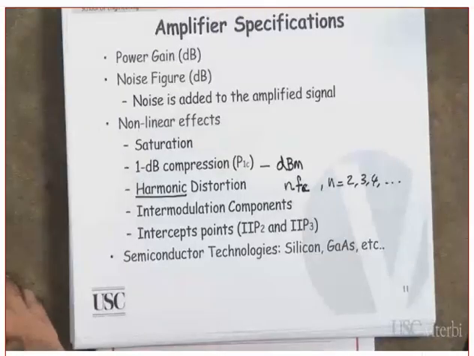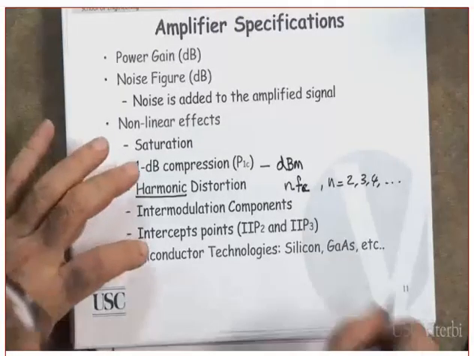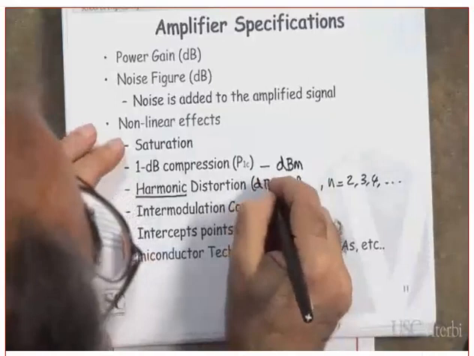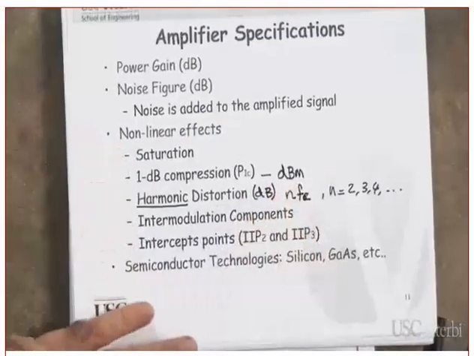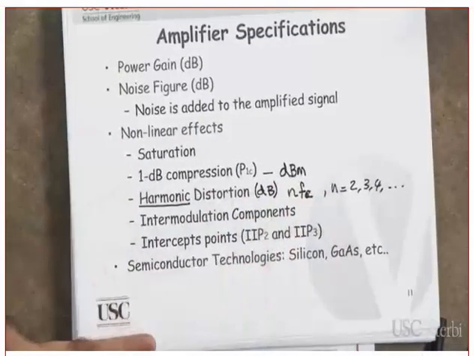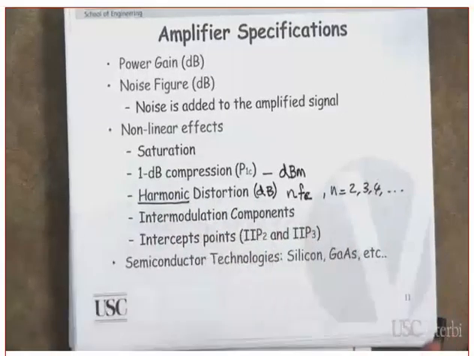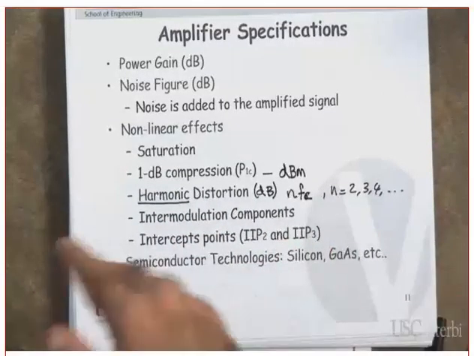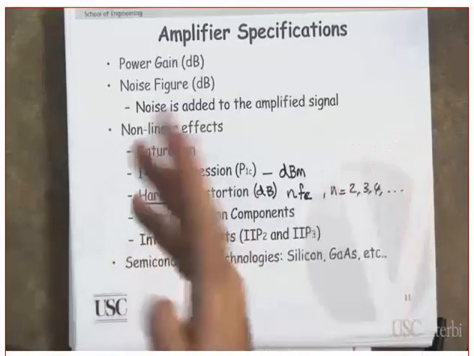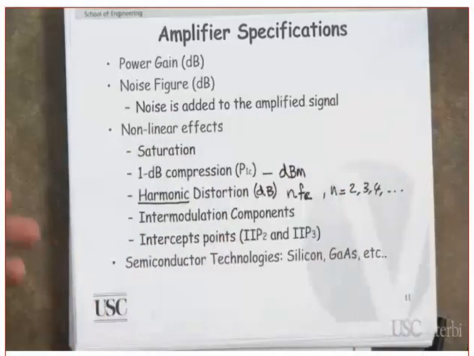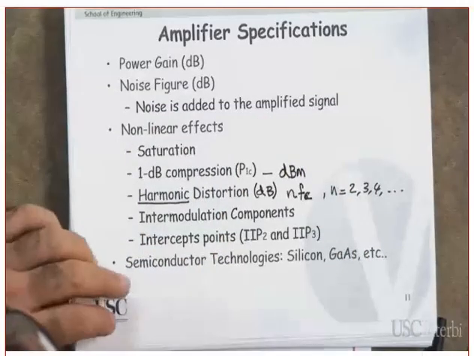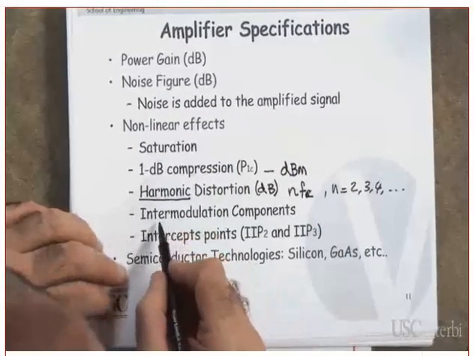Harmonic distortion. What is the units? dB, not dBm. Clear? And what is this? This is a ratio of what? The output voltage, for example, at the second harmonic divided by what? Divided by the fundamental voltage. Clear? Okay, we'll talk about that again shortly.